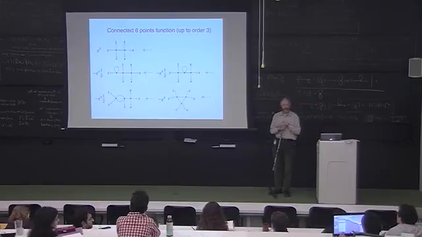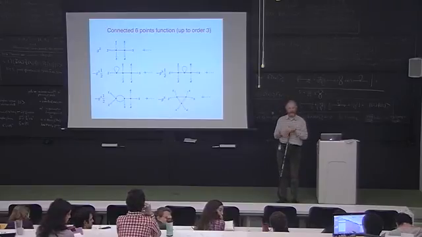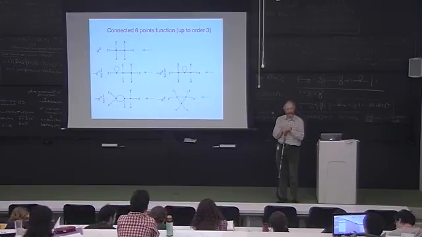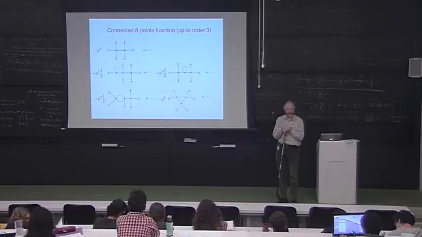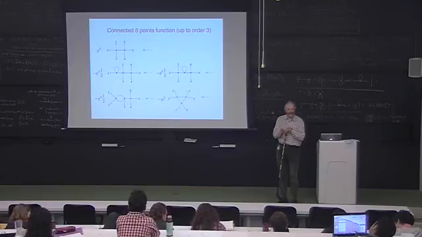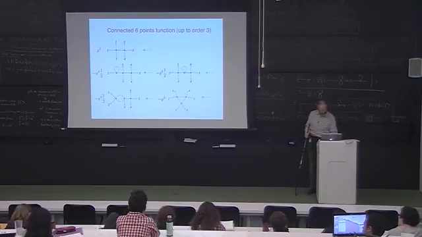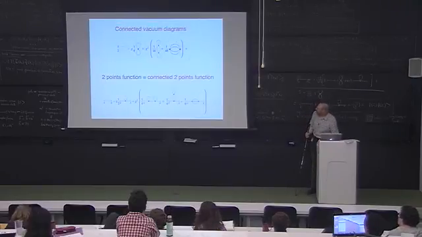Just to make sure, if you compute the correlation function of the interacting theory, then you always end up getting a connected diagram? No. I showed you that in general you don't get connected graphs.